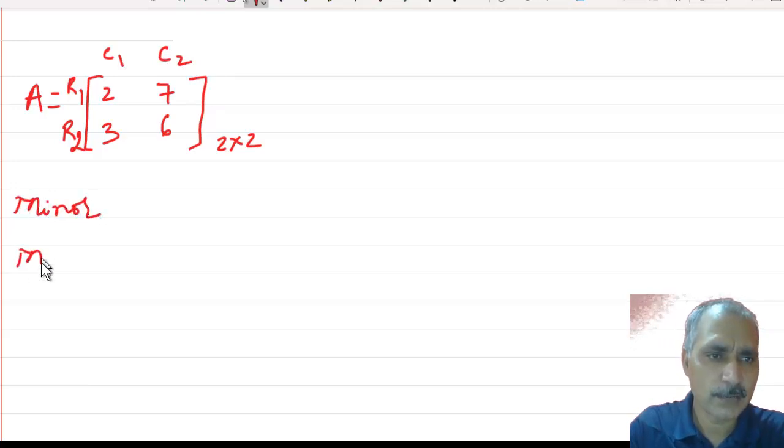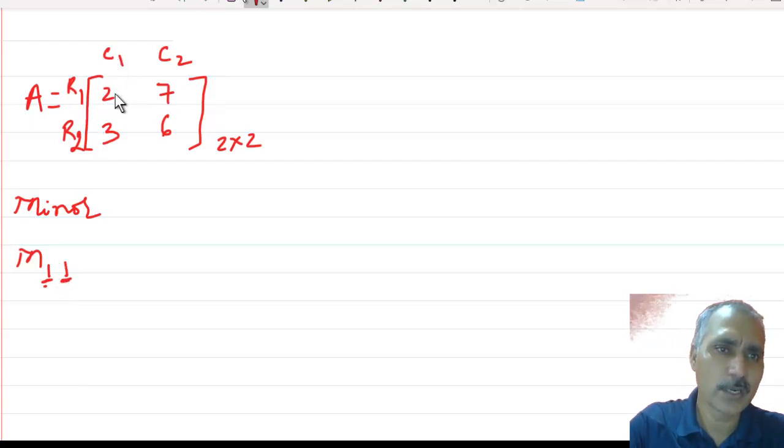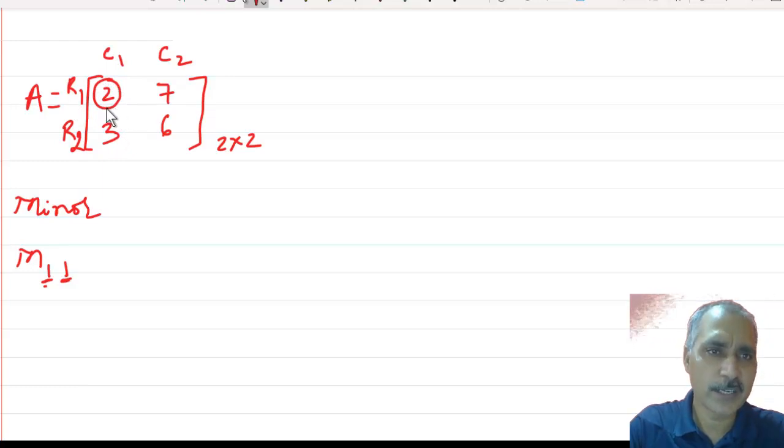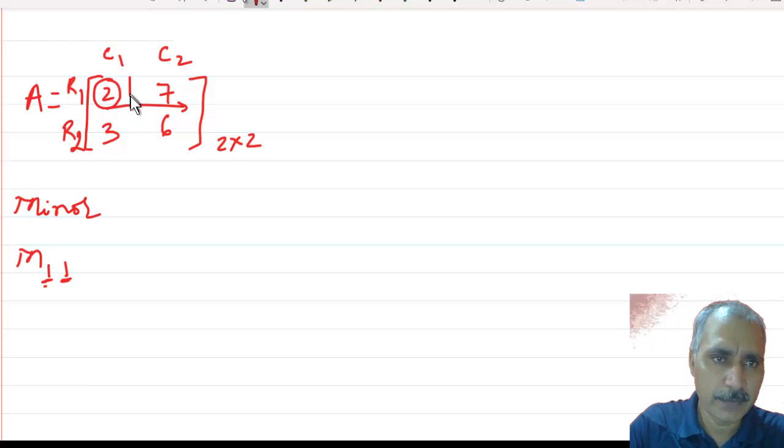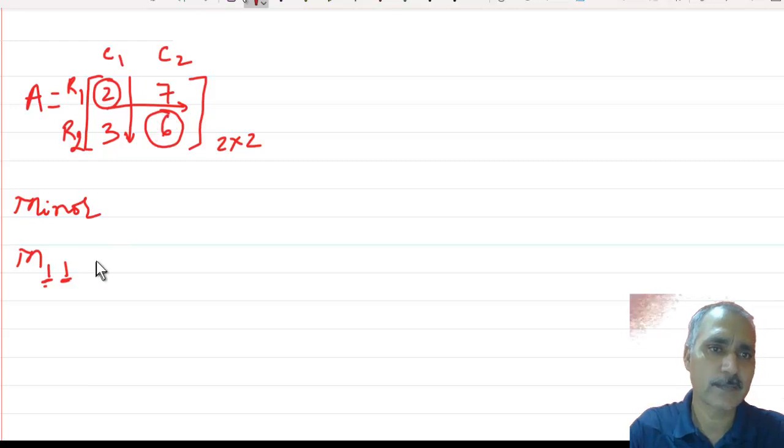first minor will be denoted by M11. This is the row number and this is the column number. Row number 1, column number 1, that is this element. Now to find the minor of this element, we have to hide this row and hide this column. So what we are going to get is 6. So the answer for this is going to be 6.